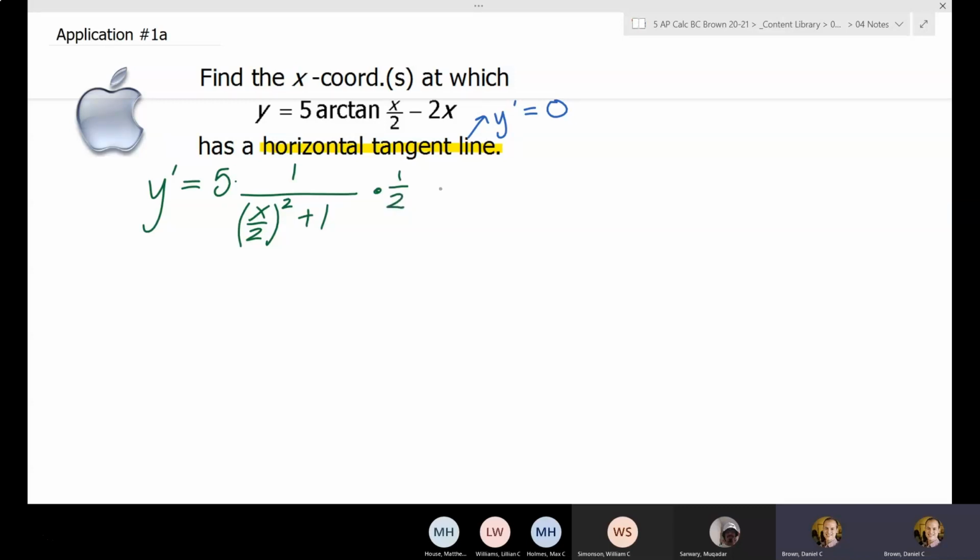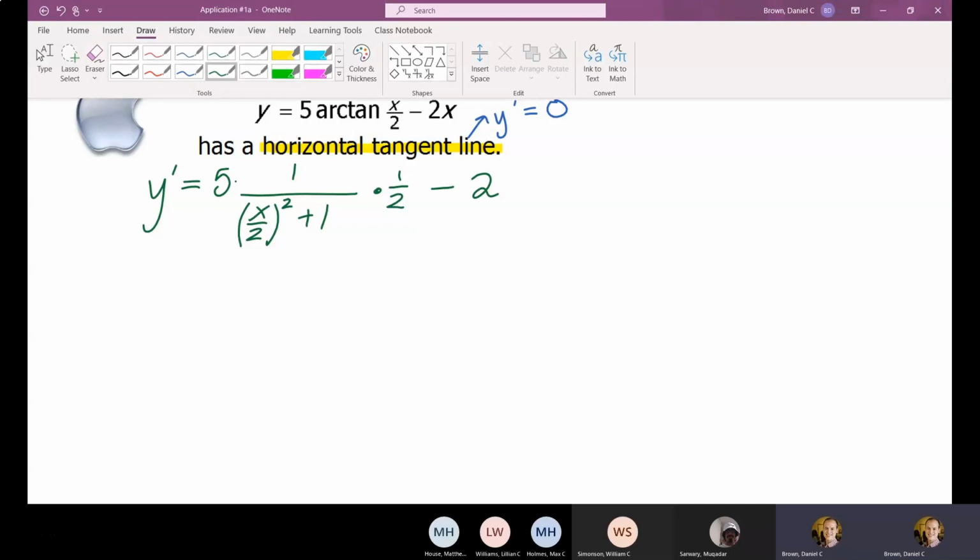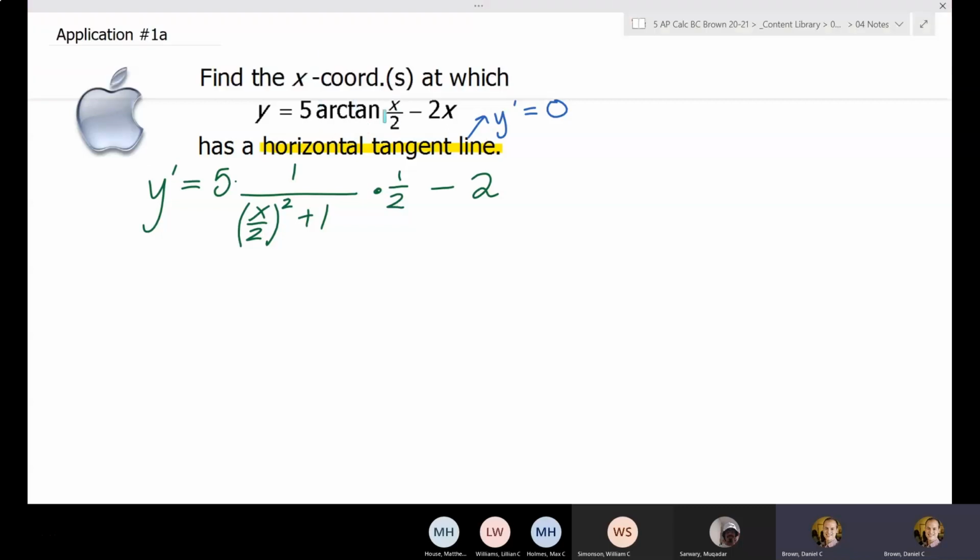And then I have the rest of it, minus the derivative of 2x. The derivative of 2x is just 2. So here's the derivative of arctangent with the chain rule. Then the idea behind this, if we want to find where we have a horizontal tangent line, we need to solve this and set it equal to 0. That right now is not the friendliest equation to solve. There's a lot of stuff going on. Then we have this fraction over a fraction.